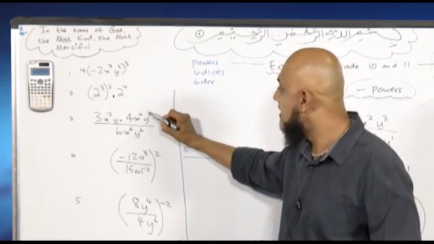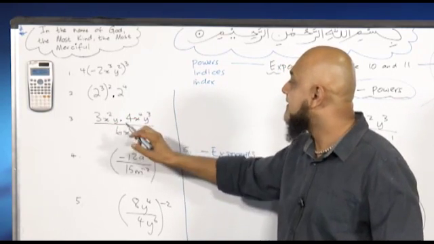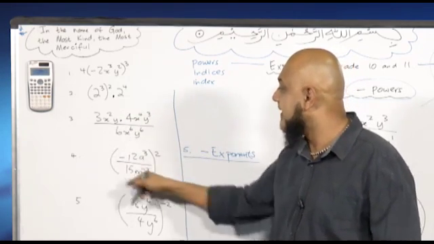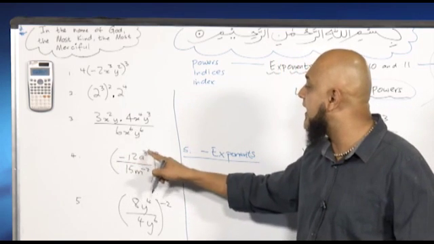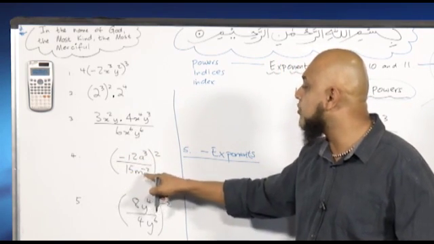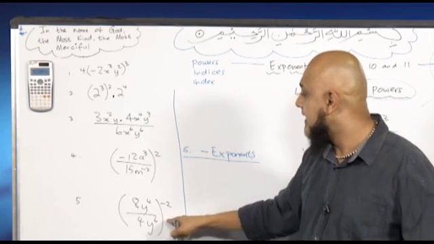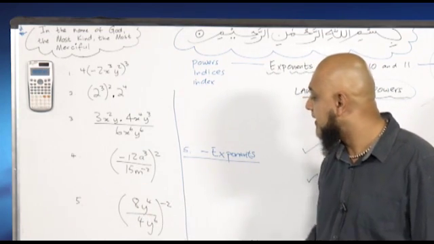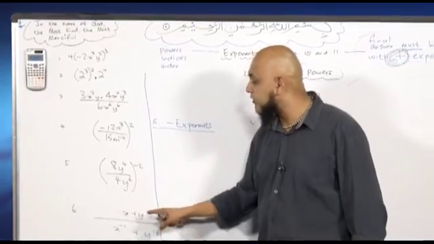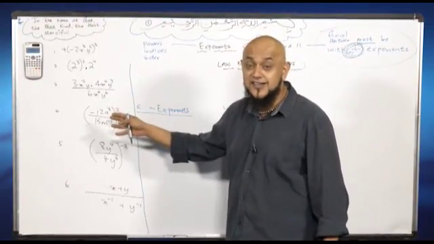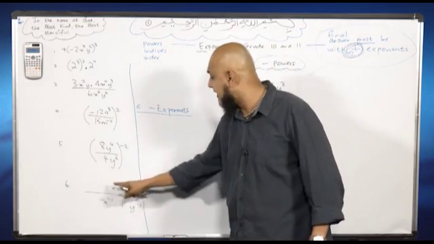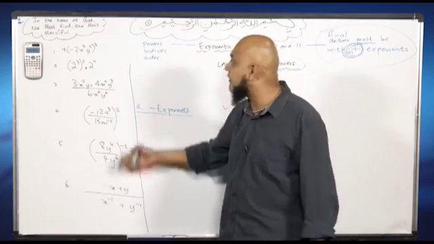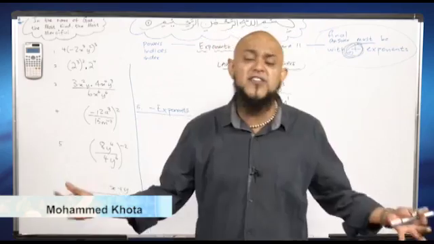The next question, 3x squared y times 4x to the power 4 y to the power 3 over 6x to the power 6 y to the power 6. The next question, question number 4, -12a cubed over 15 m to the power -2, all squared. Number 5, 8y to the power 4 over 4y to the power 6, all to the power -2. And the last one, x plus y over x to the power -1 plus y to the power -1. If you are in grade 10 and 11, you've already seen this in school. Each of these questions is worth 3, 4, 5 marks in the exam.